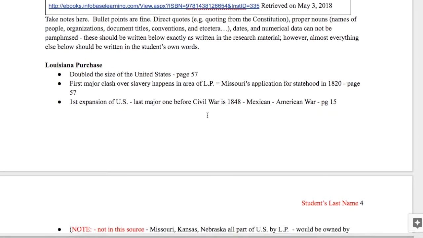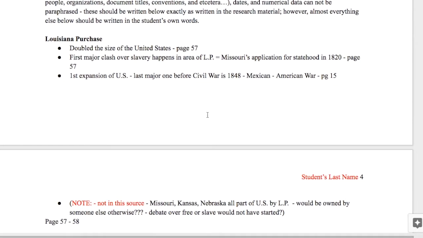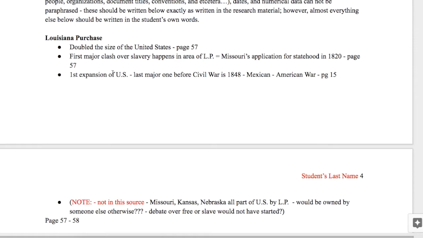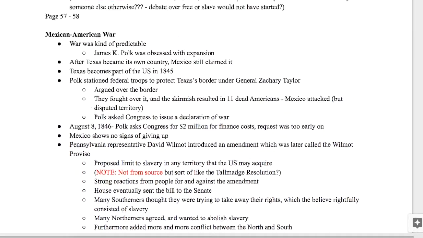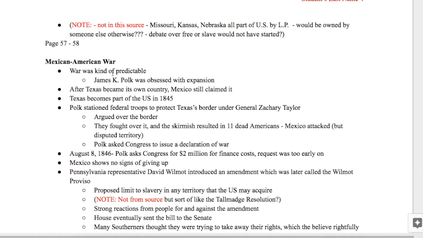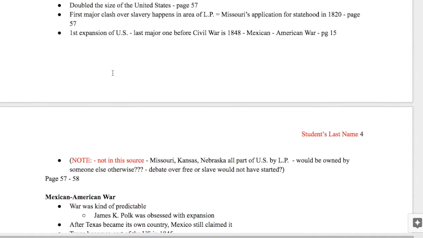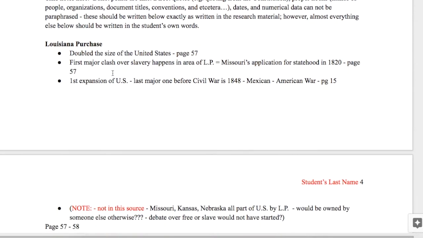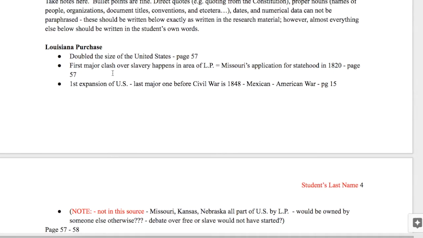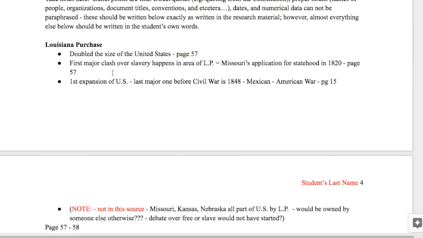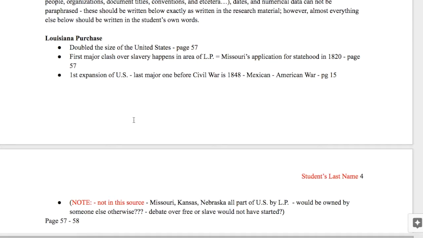And this is the information that the student was able to find in that resource about the Louisiana Purchase. Now, down below, they found a lot more information about the Mexican-American War from the same book, but we're focusing on the Louisiana Purchase right now because this is the Louisiana Purchase paragraph. So this information is what was found.